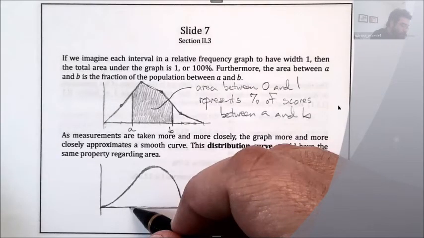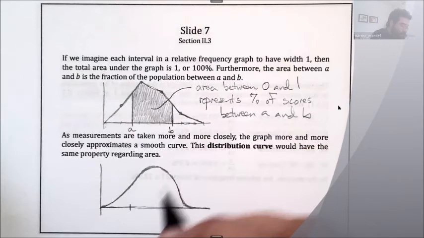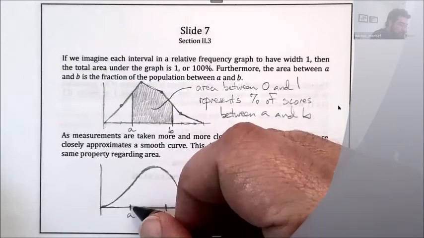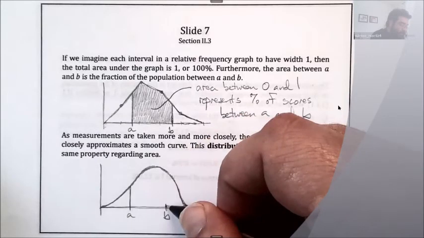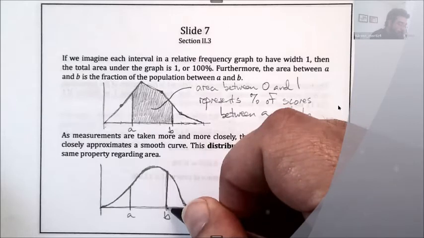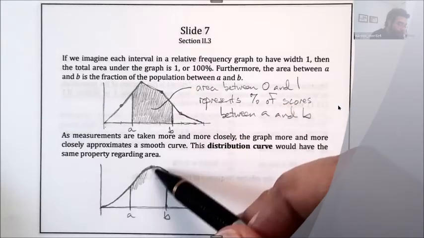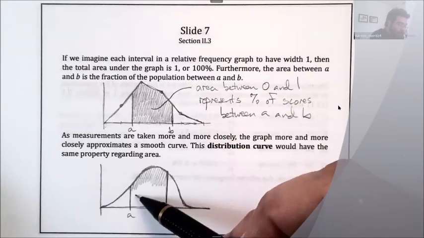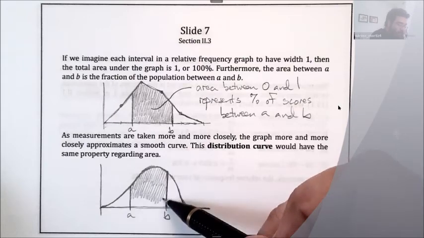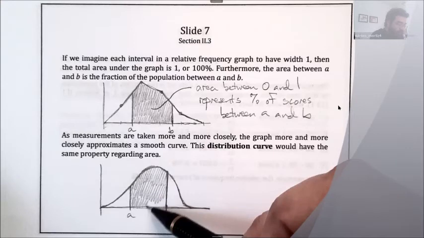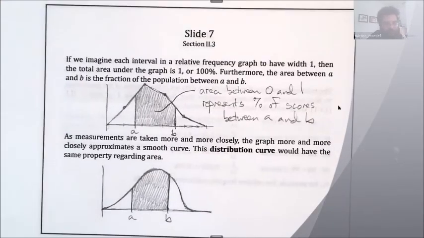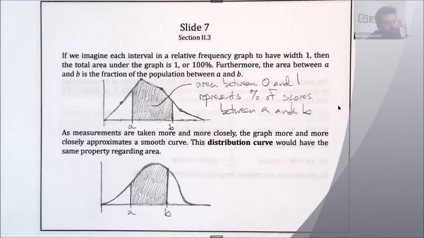if I take two values along the axis there, A and B, and I compute the area underneath the curve between those two values, then that area represents the fraction of the population within those two values. So same idea, even though we're talking about a smooth curve.